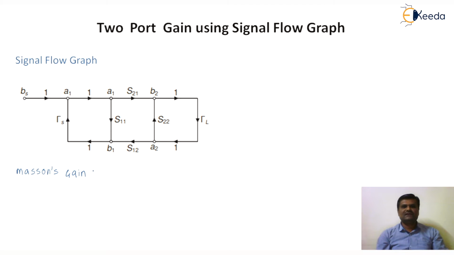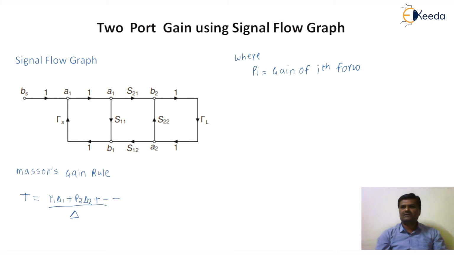So Mason's gain rule is given as T equal to 1 by delta, P1 delta 1 plus P2 delta 2 plus so on, where Pi is the gain of the ith forward path.